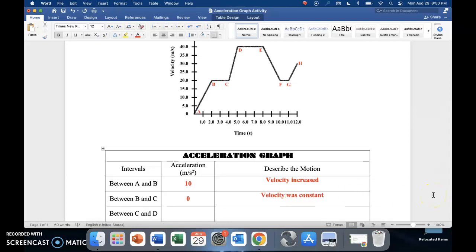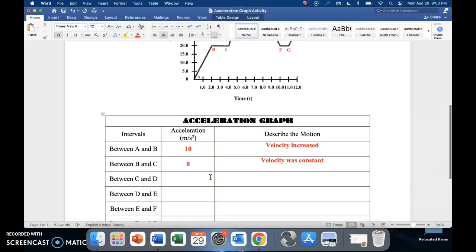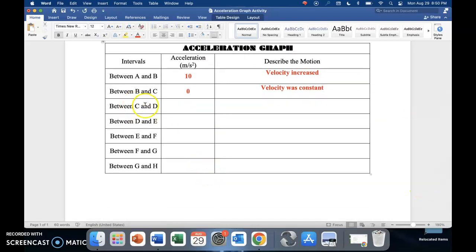Okay, so what you're going to do is the remainder of these, from C to D, D to E, and so on. You're going to calculate your acceleration from the graph, and then you're simply telling me what is happening to the velocity. Has the velocity increased? Does it stay constant? Or possibly, does it decrease?